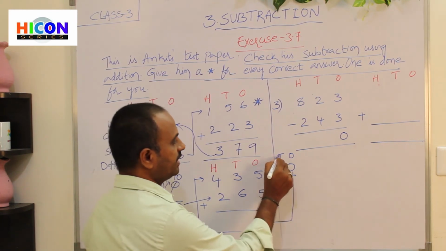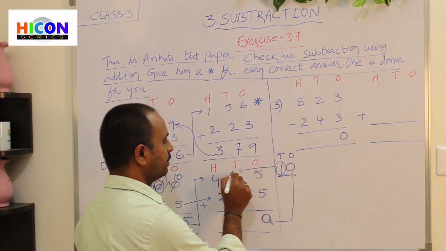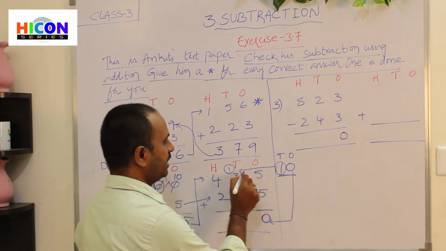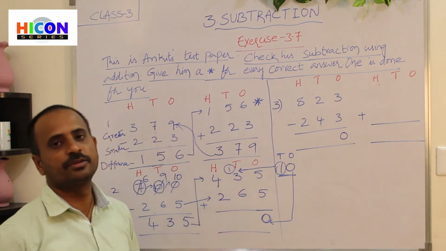And this 1 is in tens place. So carry this 1 to the tens place. Now there are 3 digits under tens place.